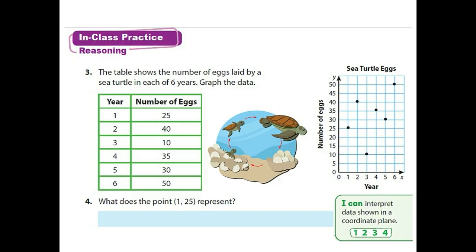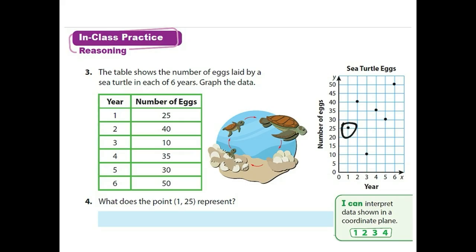All right, so here's what it should look like. We got 1 at 25, 2 at 40, 3 at 10, 4 at 35, 5 at 30, and then 6 at 50. All right. Number 4 says, what does the point (1, 25) represent? So what does this represent here? Right here. I want you to go ahead and write that down, then we'll go over it.